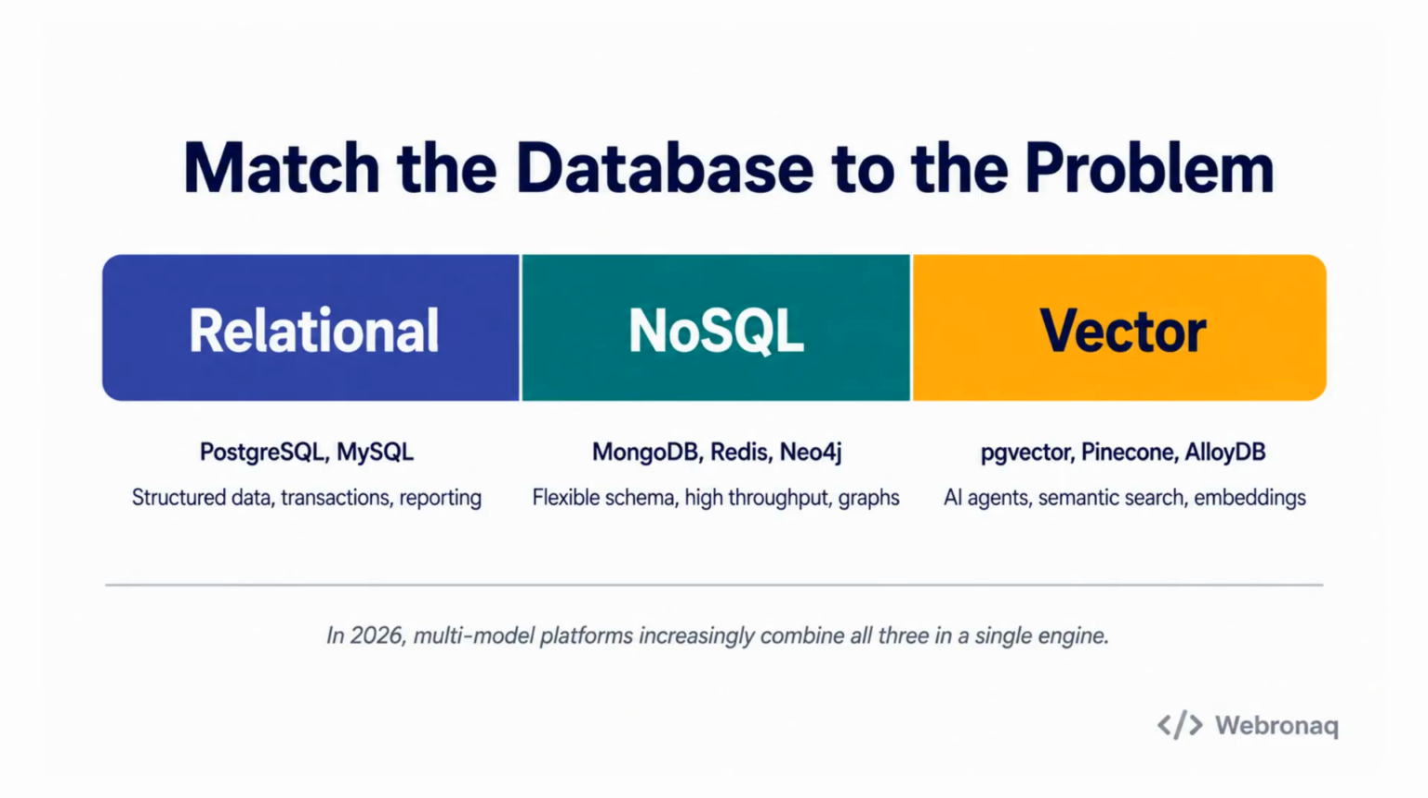The industry in 2026 is moving fast toward multi-model platforms that collapse all three into a single engine, so you stop choosing between capabilities and start choosing the one tool that covers your whole workload. The core skill is not memorizing product names. It is understanding what each model optimizes for and matching that to your problem.